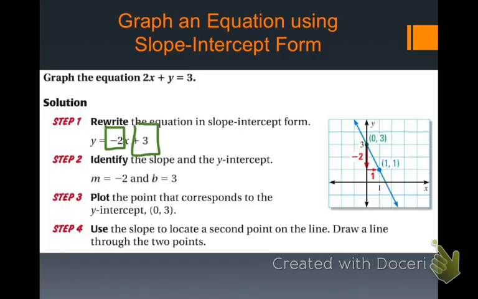Since I know that the y-intercept is 3, that means it has to cross the y-axis at positive 3. So I can plot the point at (0, 3), and then use the slope to find a second point and draw a line through both points. Remember, you only need 2 points to graph a line. So knowing that my slope is negative 2, I can count down 2 and to the right 1 to find my second point, and then connect them to graph the line.